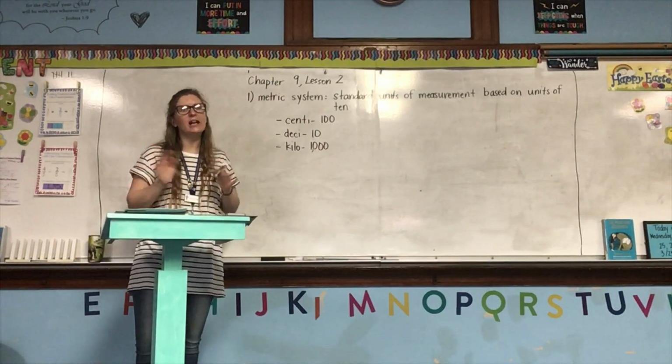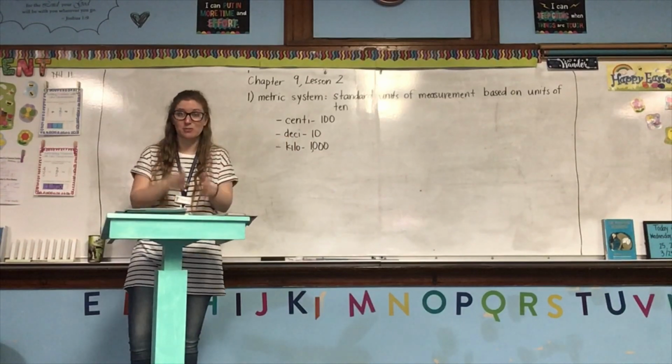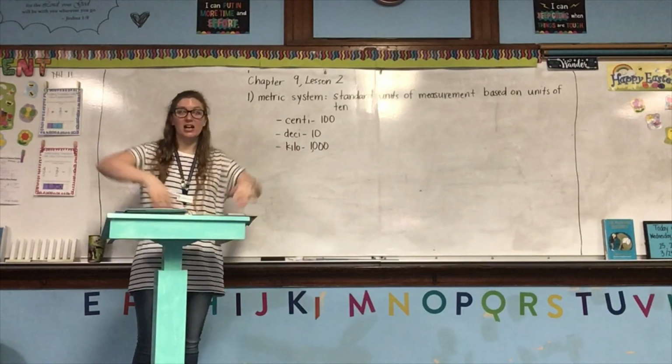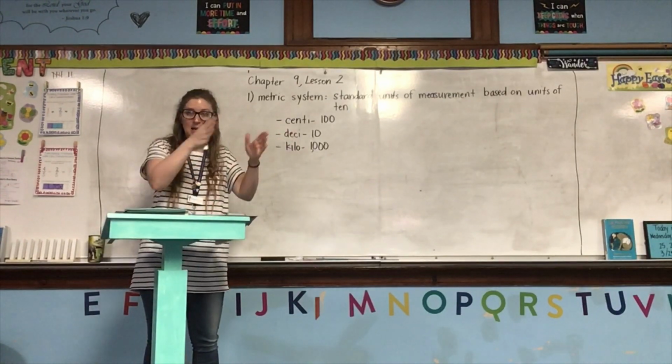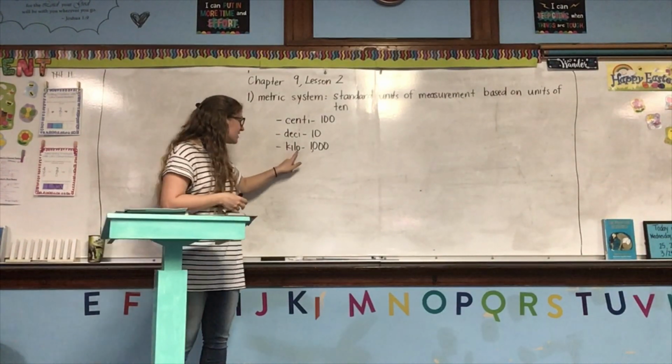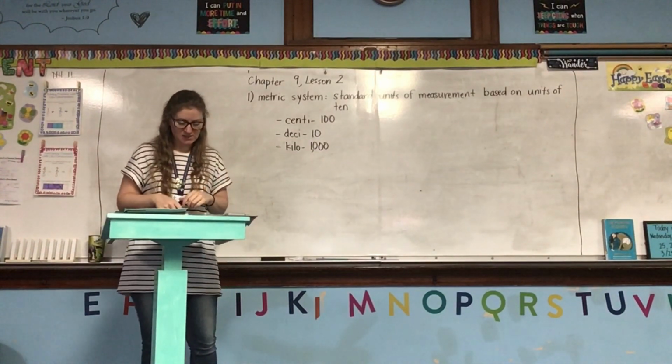Now you're going to have to kind of look to figure out, okay, centimeters and decimeters are smaller than a meter. Kilometer is larger than a meter. So if it's smaller, that means it is a piece of that meter. If it is larger, that means it is multiple of those pieces put together.